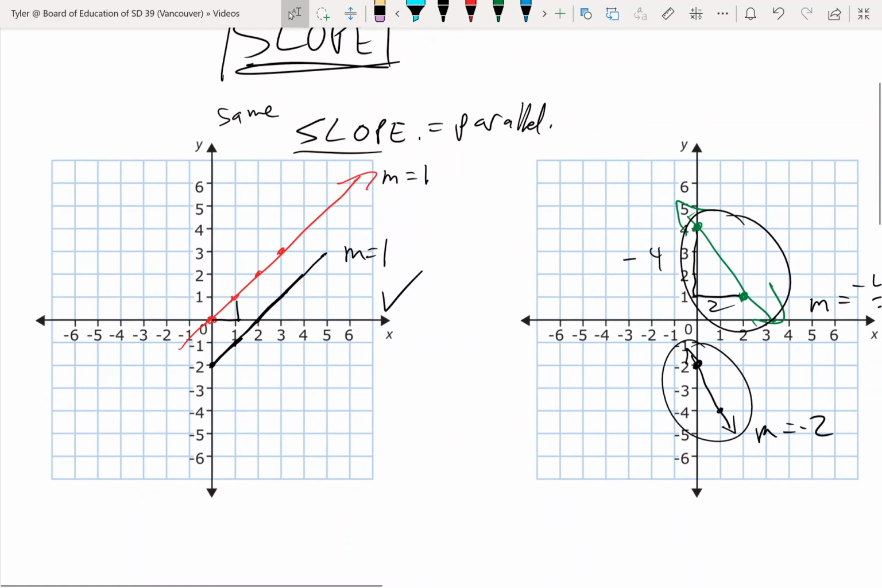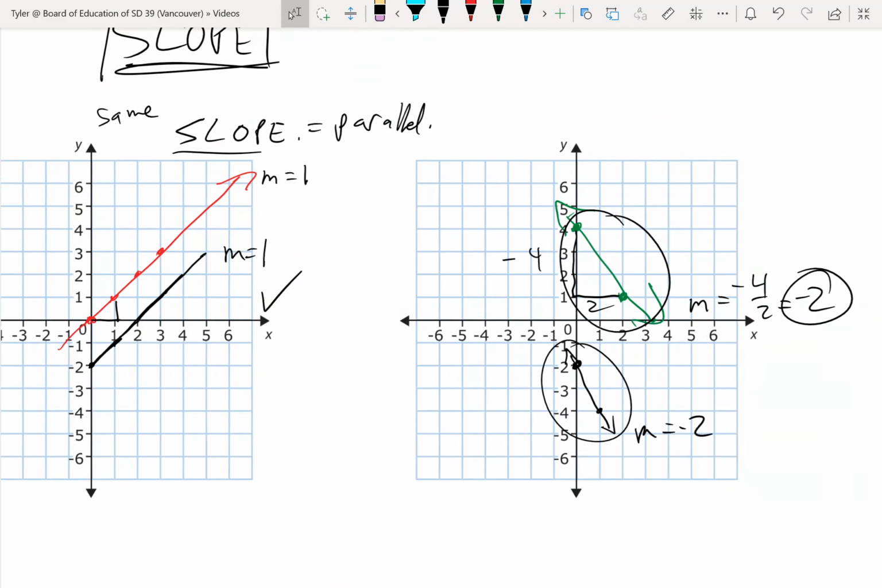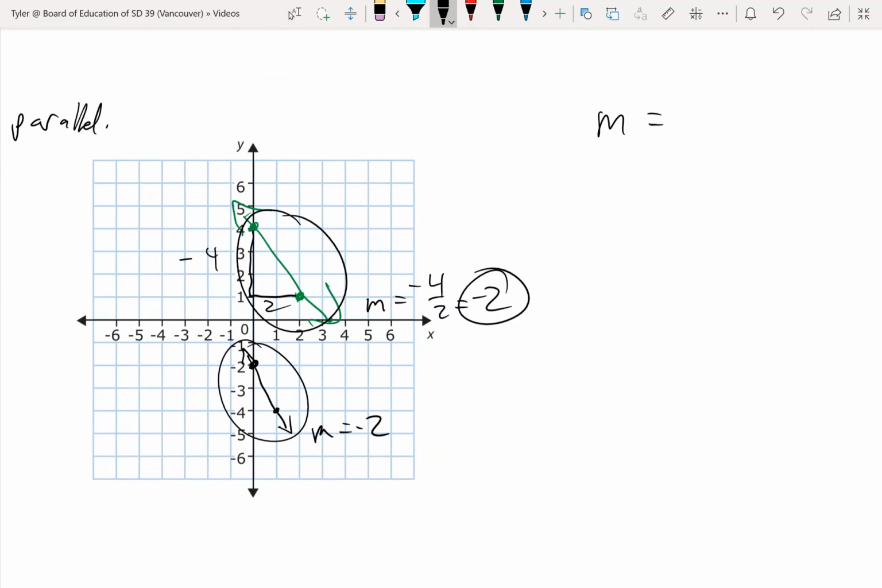So if they have the same slope, parallel. If their slopes are in any way different, so if the slope of one line is equal to 4, the slope of another line is equal to 4.1, they are not parallel. They will cross at some point. Might take a while, you might have to extend the graph, but they will cross.